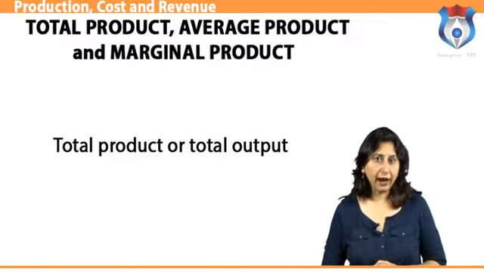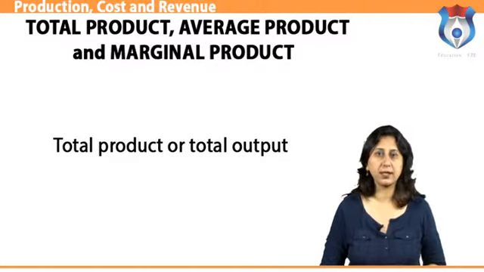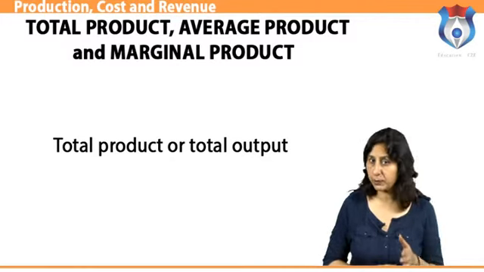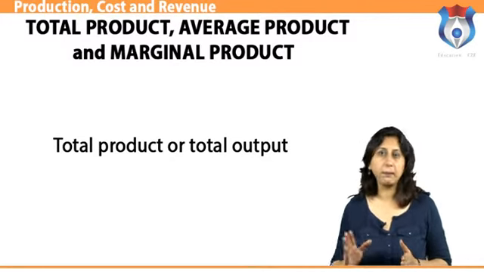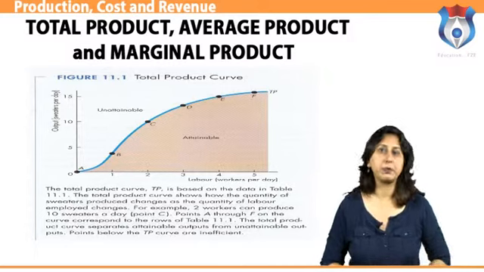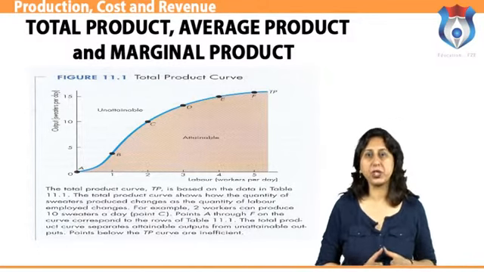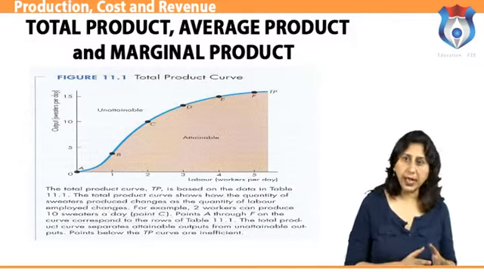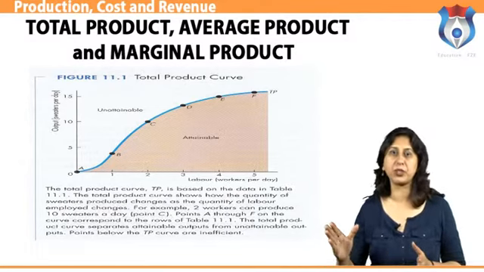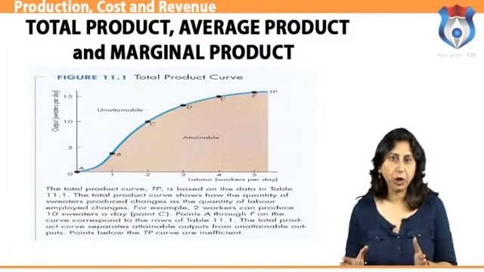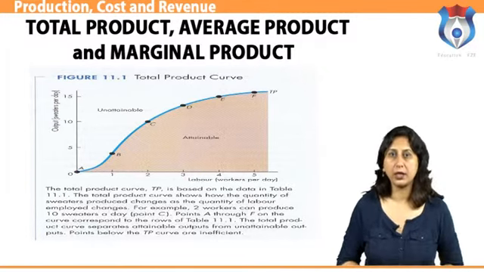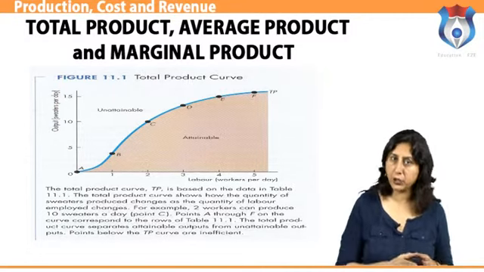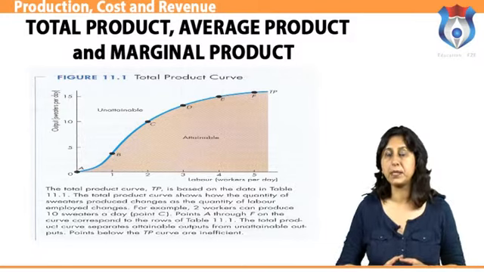Total product, average product, and marginal product. Production by a firm can be classified as total product, average product and marginal product. The factors of production are combined to make goods and services. The value of total production by using all factors of production is known as total product or total output. The total quantity of output produced by a firm for a given quantity of inputs is termed the total product.